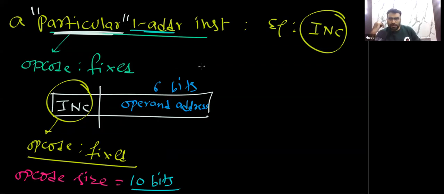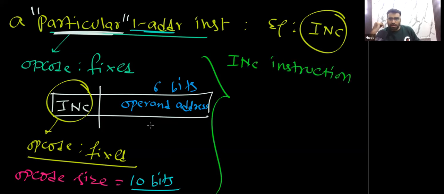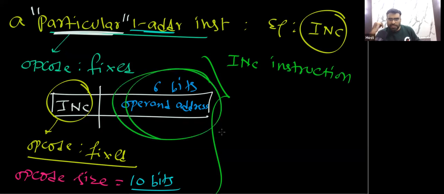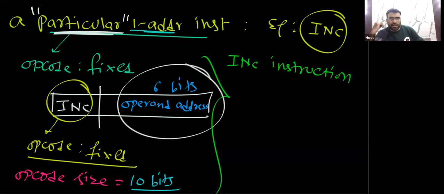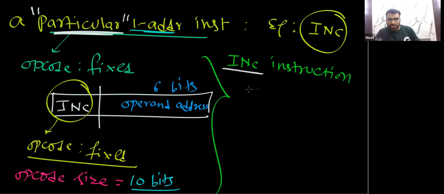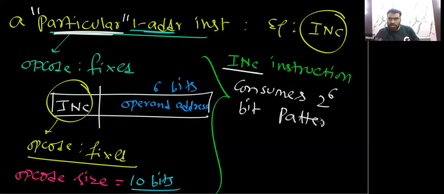Anyway, this increment instruction is your operation. This is one instruction, but you can put any 6-bit address here, yes or no? So tell me, how many bit patterns will this increment instruction consume? It will consume 2 power 6 bit patterns. Remember, these many bit patterns are consumed by a particular one address instruction.